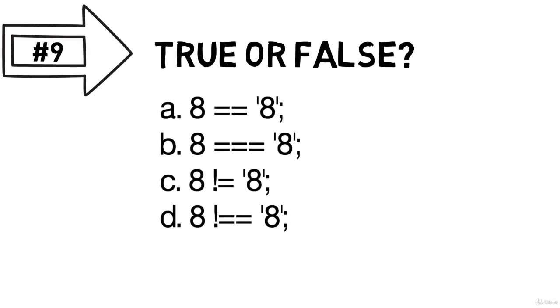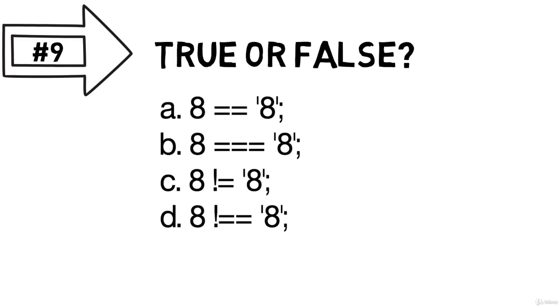Now, let's look at C as false. We are using the exclamation mark for the inequality operator. When we attach a single equal to the inequality operator, it works like the double equals, just checking for value. So C is saying that the value of number 8 and the value of the string 8 aren't equal. But that is false because they are equal in value, as we discussed with letter A.